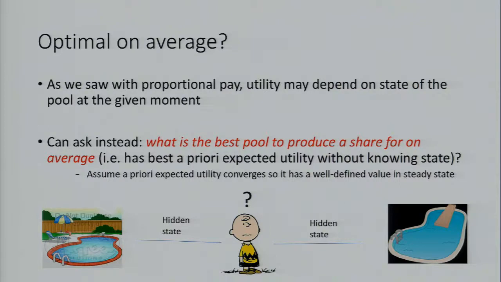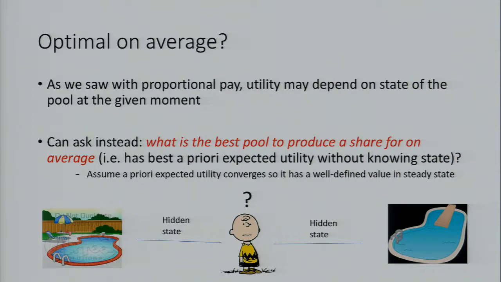And we can assume that this is well defined. So what we're really interested in looking at is the a priori expected utility of the kth share submitted to the pool, averaged over what the states might be in the kth position, and we want to assume that that expected utility converges.